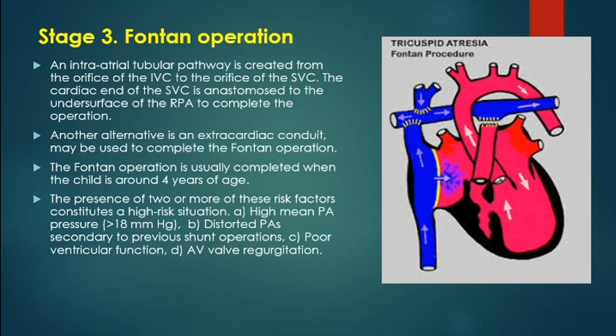The Fontan operation is usually completed when the child is around 4 years of age, and cardiac catheterization and echocardiography are very necessary to exclude the risk factors for Fontan operation, because the presence of 2 or more of these factors is a high risk for Fontan operation. First, a mean pressure of the pulmonary artery of more than 18 millimeters mercury, distorted pulmonary artery branches secondary to previous shunt or Glenn operations, poor ventricular function, and AV valve regurgitation.